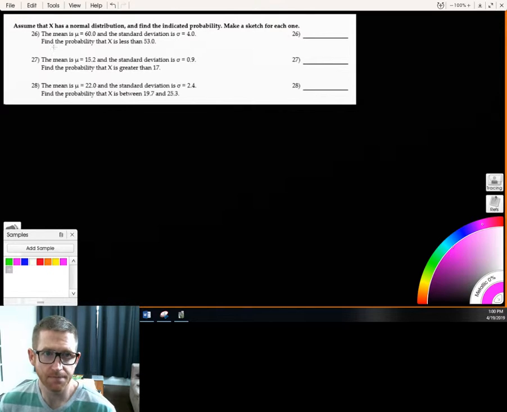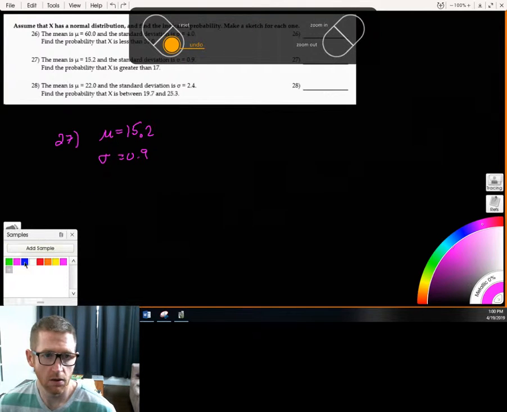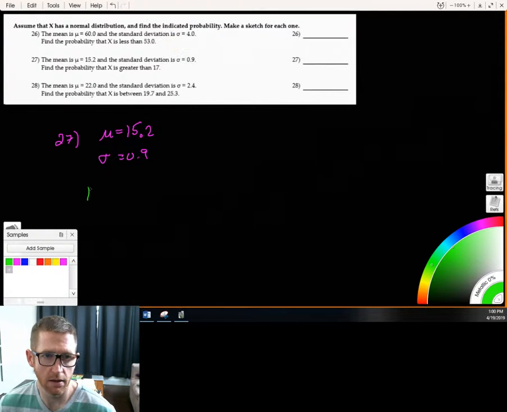Okay, the second one, 27. The mean is 15.2. The standard deviation is 0.9. You want to know what's the probability that x is greater than 17.